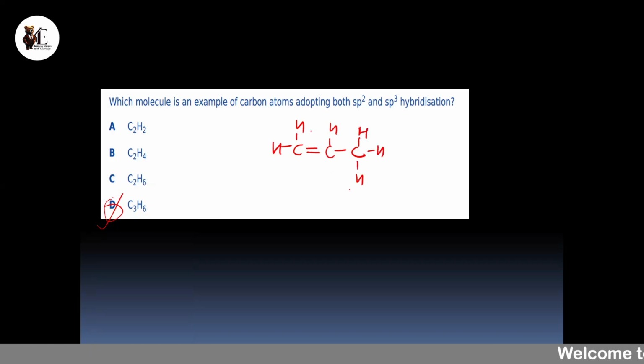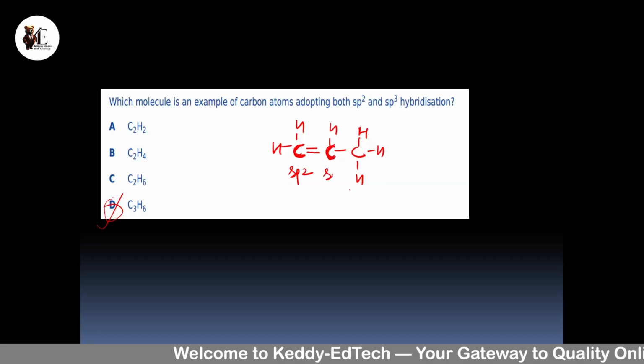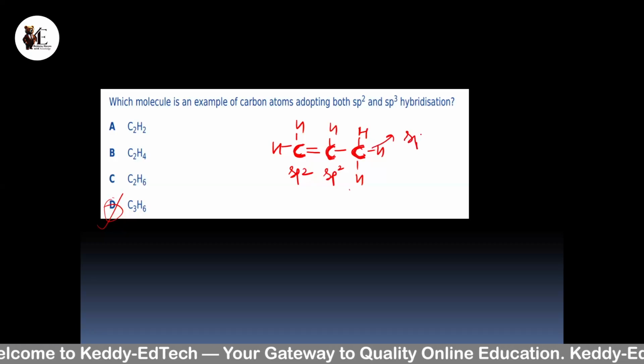Yeah, this should be the structure of C3H6, where this carbon atom have 3 sigma bonds. So it is sp2 hybridized. This carbon atom have 3 sigma bond. So it is sp2 hybridized. This carbon atom have 4 sigma bond. So this is sp3 hybridized.